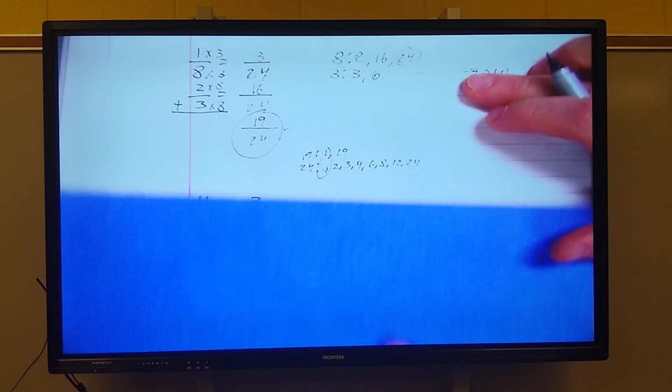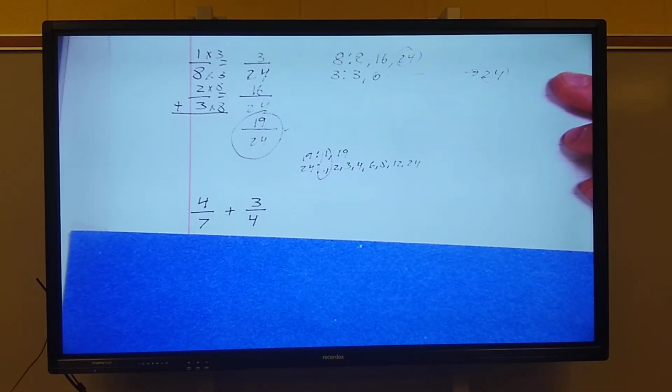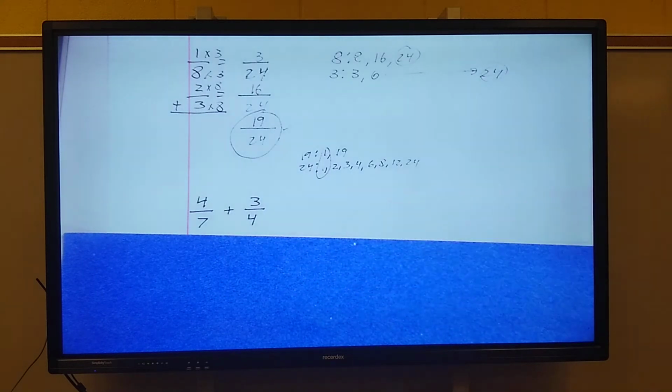Easy. Now do this one. I'm going to leave this one here as an example, solve 4/7 plus 3/4. Pause the video. All right, let's see how good you did.